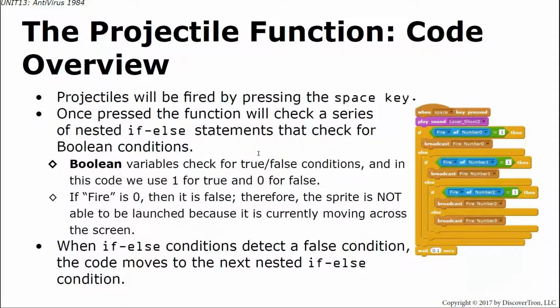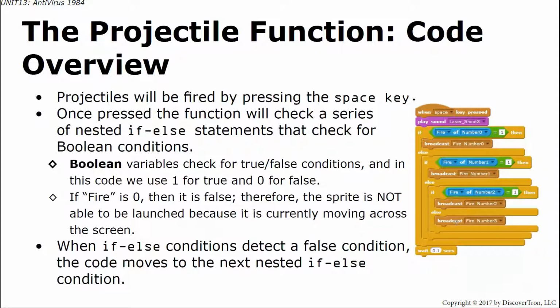Okay, so it's the projectile code overview. I'm going to verbally walk you through the code and not just read the slide. I'll let you pause the video and do that. But what happens is when the space key is pressed, we'll play the laser sounds. Next, we go into these nested if-else blocks, like I was telling you earlier, and we check to see if this is true: number 0, its variable fire is equal to 1. If that's true, then we send that message, which you saw in the projectile sprite. It receives it, then it moves across the screen, and the nested if-else sections just follow suit by doing the same thing of checking those variables.